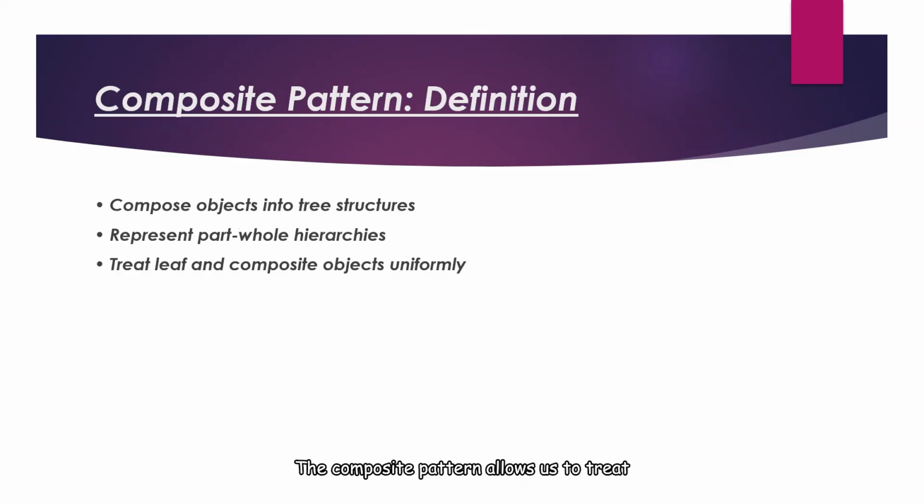The composite pattern allows us to treat individual objects and compositions of objects in a uniform way. This is ideal when dealing with hierarchical structures or part-whole relationships like the aforementioned file system or a graphics editor. The key is that you can compose objects into tree structures that represent part-whole hierarchies. The advantage of this pattern is that it makes it easy to treat both simple and complex objects in the same way, reducing the complexity of our code and making it easier to maintain.